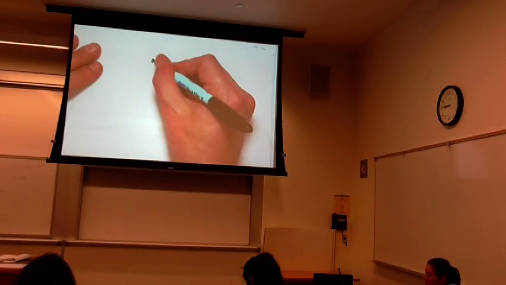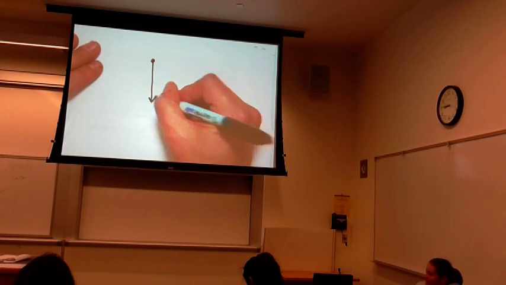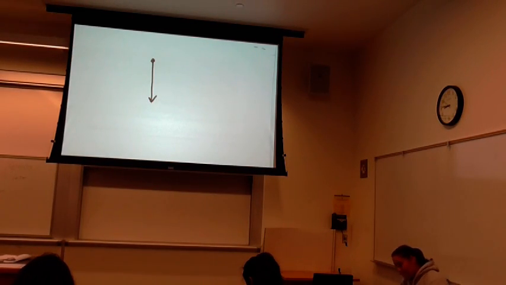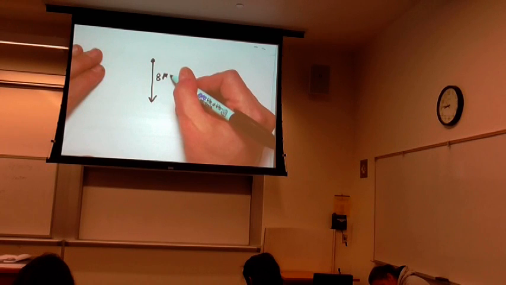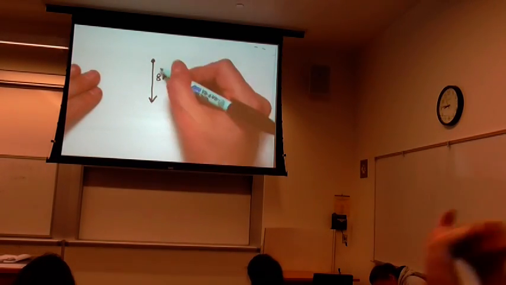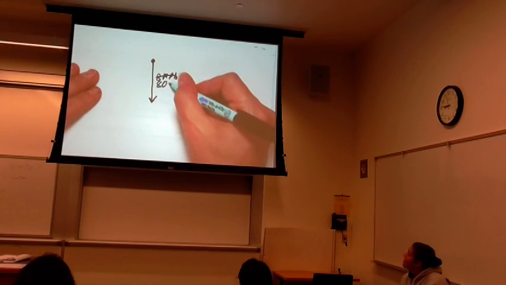The first problem says that there's an airplane that is traveling south at 80 miles per hour.